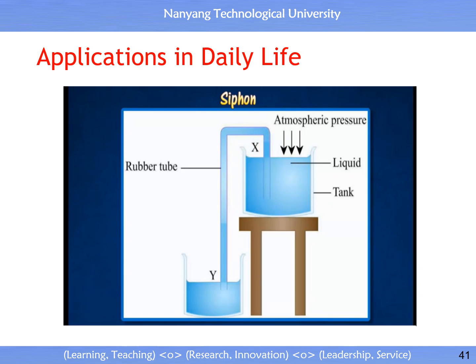At point X, the higher atmospheric pressure acting on the surface of the liquid pushes the liquid upwards into the rubber tube. The difference in air pressure produces a continuous flow through the rubber tube as long as the point Y is at a lower level than the liquid level in the tank.